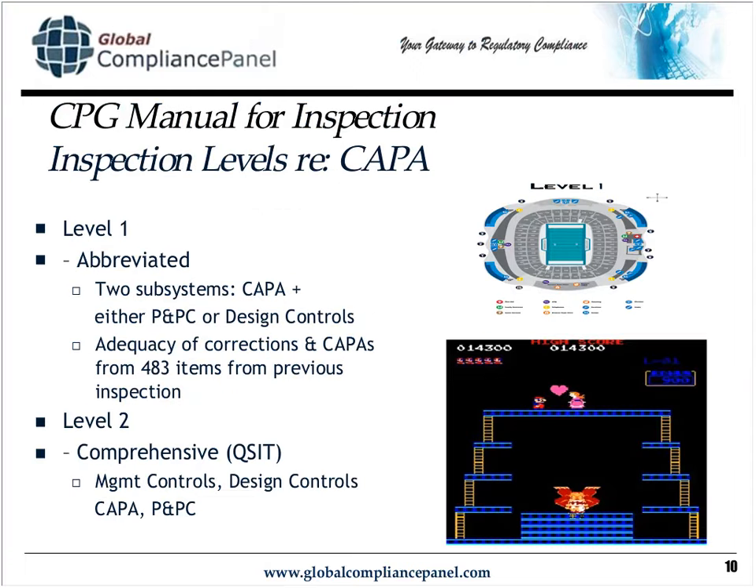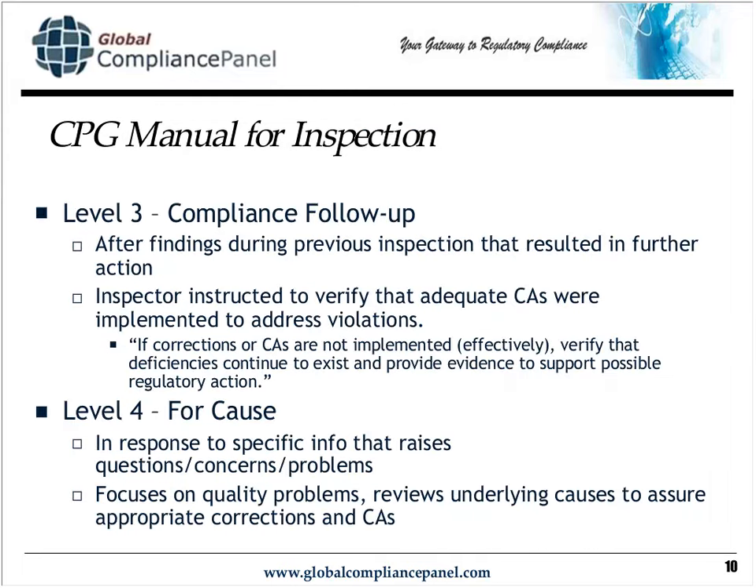So what we covered, just to take a quick step back: level 1 is an abbreviated inspection. Level 2 is the comprehensive, the standard inspection that we see. Level 3 is an inspection that requires compliance follow-up because your sanctions were so dramatic as to require it. And level 4 is a for-cause inspection. It's an appointed inspection for a specific reason. Usually it's either information that raises questions, concerns, or problems, or focusing on a specific quality problem. In my experience, usually it's the former of these two.